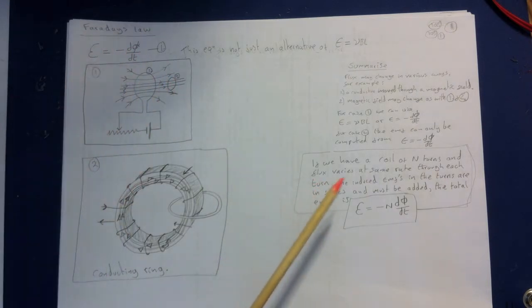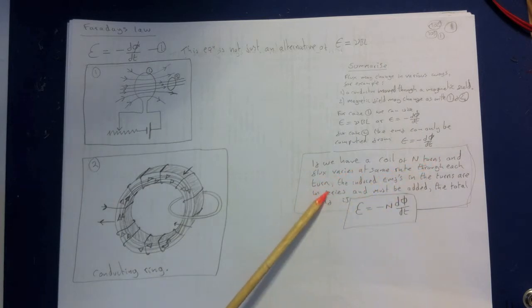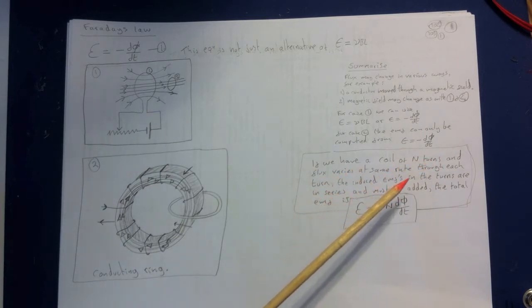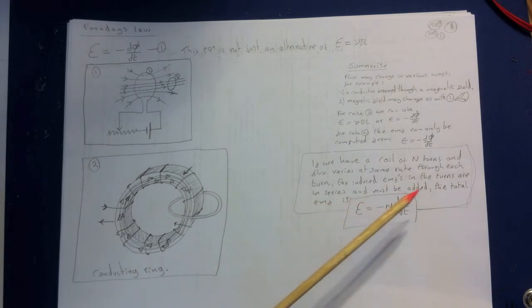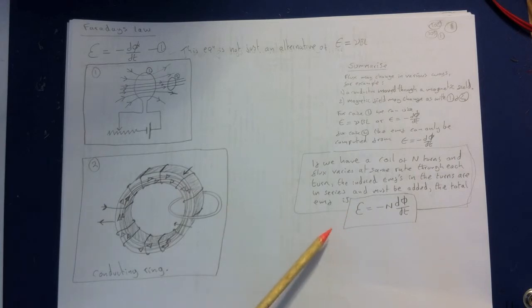Finally, if we have a coil of N turns and the flux varies at the same rate through each turn, the induced EMFs in the turns are in series and must be added, so the total EMF is N d phi by dt. So we've got several of these loops. We can find the total EMF produced in these loops by using the number of turns times d phi by dt. Knowing the flux going through, we just multiply up by the number of loops. You can see how that's starting to look like a transformer.